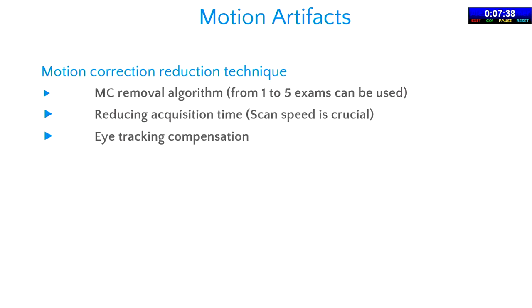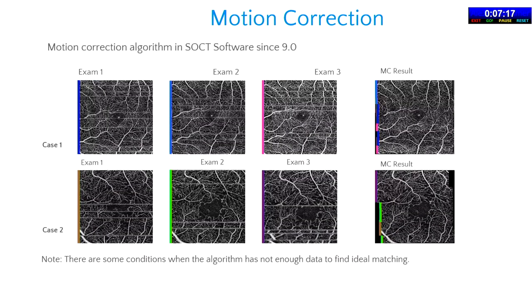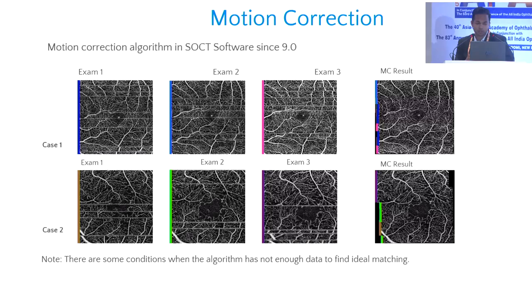There are various ways of overcoming it. A motion correction removal algorithm helps in that, an algorithm which takes 1 to 5 sequential exams and then combines all of them. Or you can have a faster scan with a higher scan speed, and of course use eye tracking to compensate for any patient's eye movements. These are examples of how you could use motion correction algorithms using multiple scans, 1, 2, 3, and then the final result over here where you've negated all these areas where the white lines are appearing.